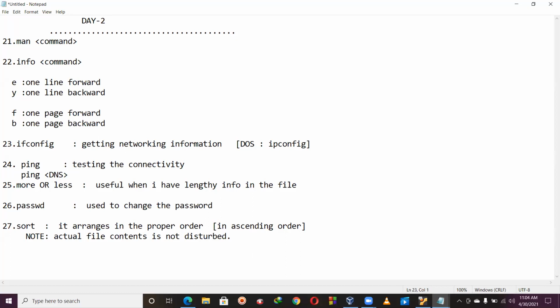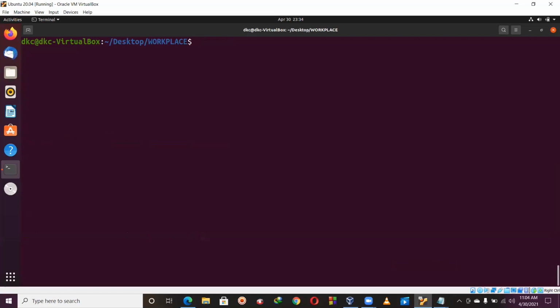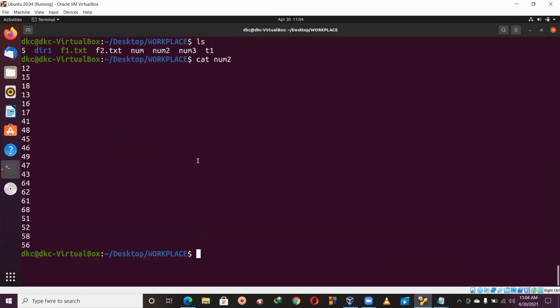Suppose here I have another file. What is cat? What is the num? What are the contents here? 12, 15, 18, like this. So, okay, it is in order. It is not in order. So in this case, when you have more than 2 digit numbers, then you should use what?